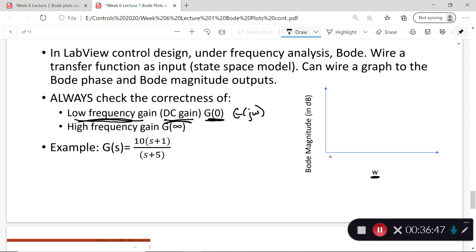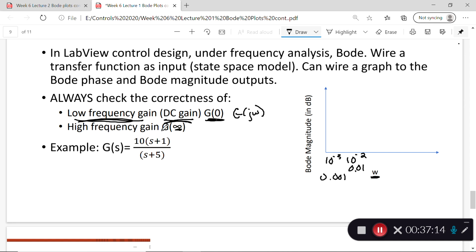Normally, our graphs of frequency don't actually start at 0, but at something low, like 10 to the negative 3 or 10 to the negative 2. That would be 0.001 and this would be 0.01. You also want to check that its final value is approximately correct when you plug in infinity for your frequency. So looking at your transfer function at infinity, it should be approximately that. Those are a good way to check.